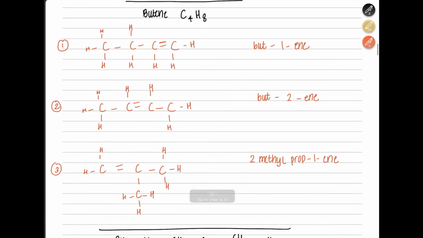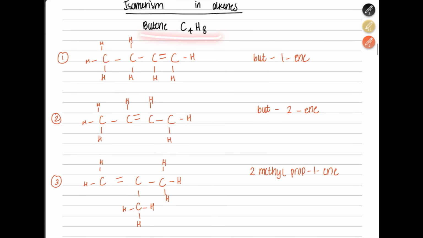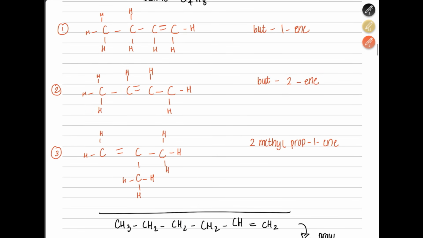So I have given some examples here. This is butene, C4H8. First, you can have a single chain. This is known as but-1-ene because the double bond is on the first carbon. Remember, we have to start numbering from the carbon that is closest to the functional group. Then you have but-2-ene. The double bond is on the second carbon, and then you have 2-methylprop-1-ene.